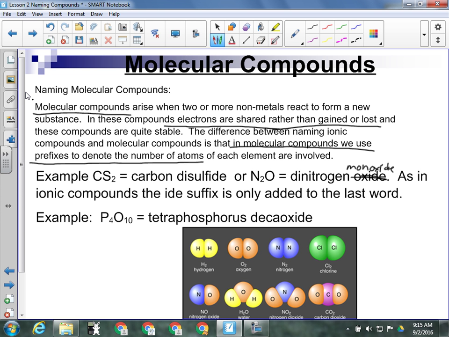Why didn't I put a mono in front of this one? You never put mono on the first one. I don't know why chemists have to be difficult. They just have to have special rules that make them feel important, I guess. For some reason, you never put mono on the first thing, but you put any other prefix that is required. So carbon disulfide, dinitrogen monoxide. This one here, tetraphosphorus decaoxide.